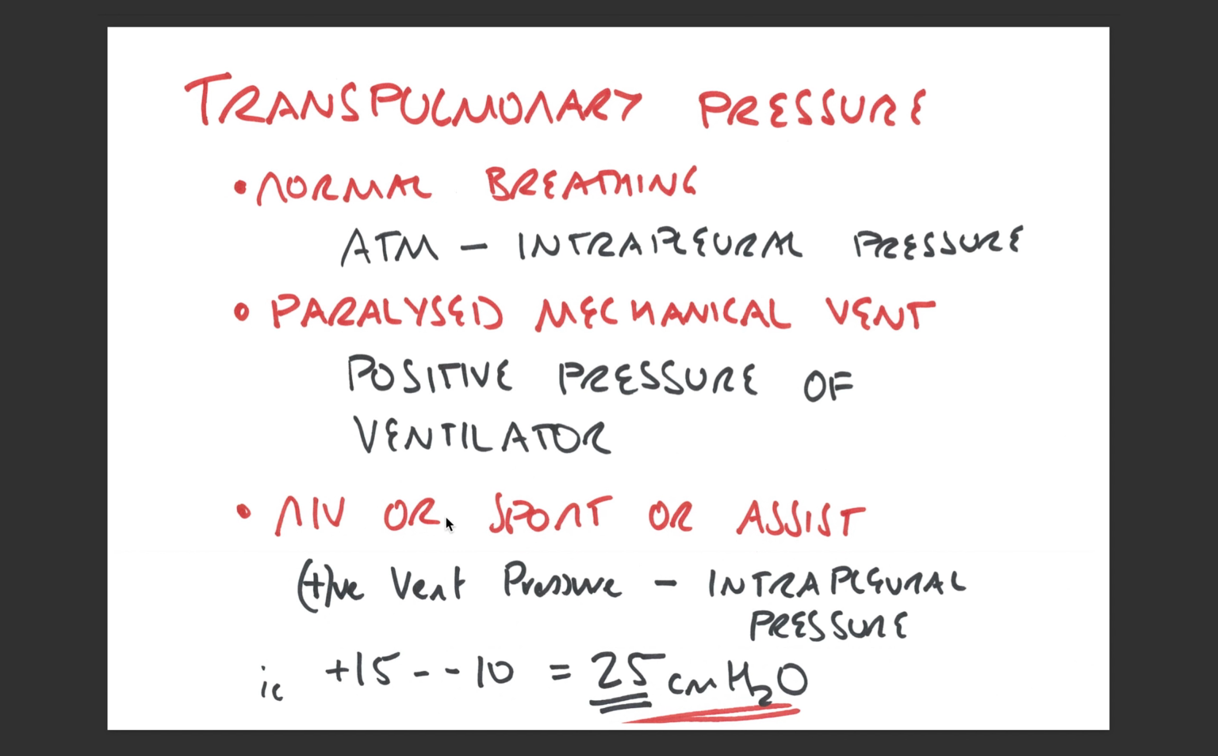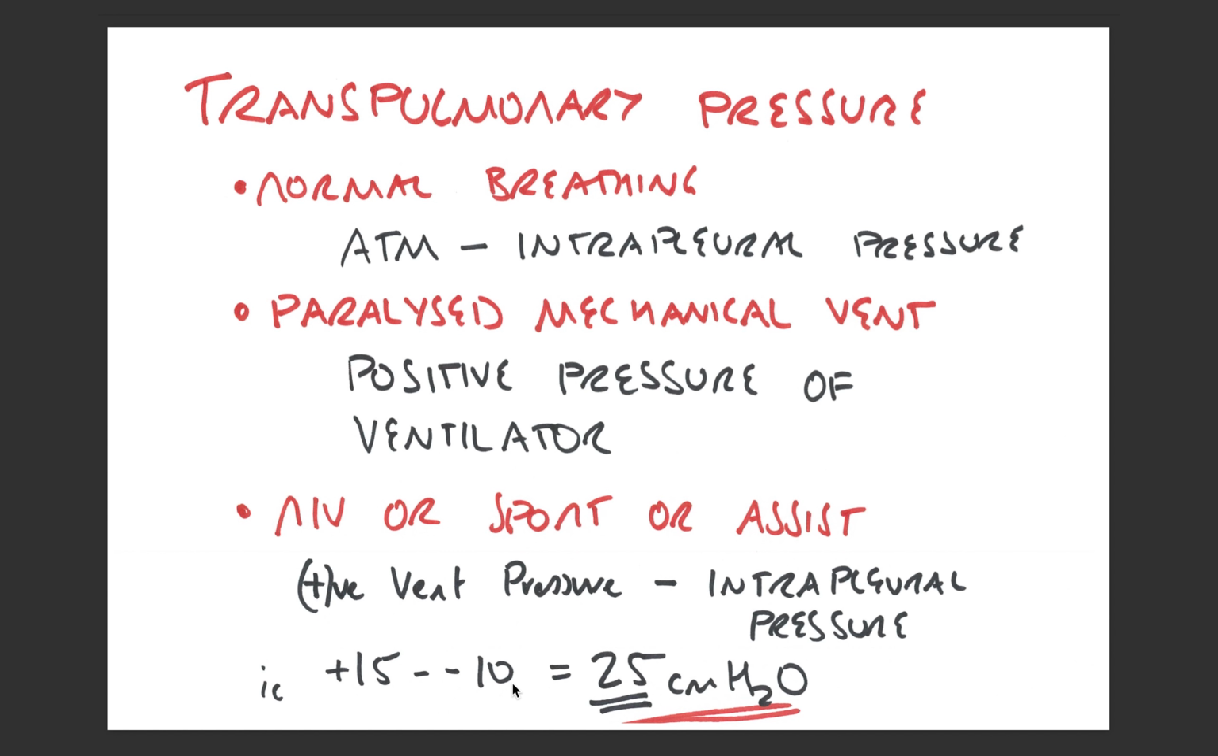But if we use non-invasive or SPONT modes or assist modes of ventilation, or anything where the patient is breathing and triggers, if we want to know the transpulmonary pressure, we need to know the pressure on our ventilator, but we also need to know the intrapleural pressure. And if we don't know the intrapleural pressure, we are underestimating the transpulmonary pressure. For example, if I'm putting in 15 centimeters of pressure support, the transpulmonary pressure is not 15 centimeters. It has to consider the intrapleural pressure.